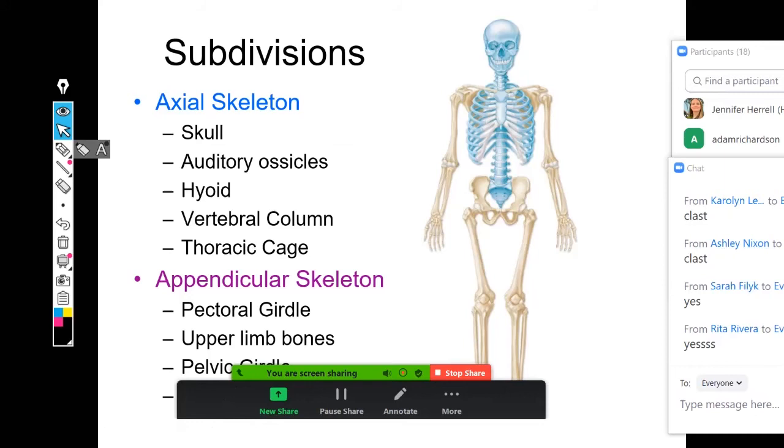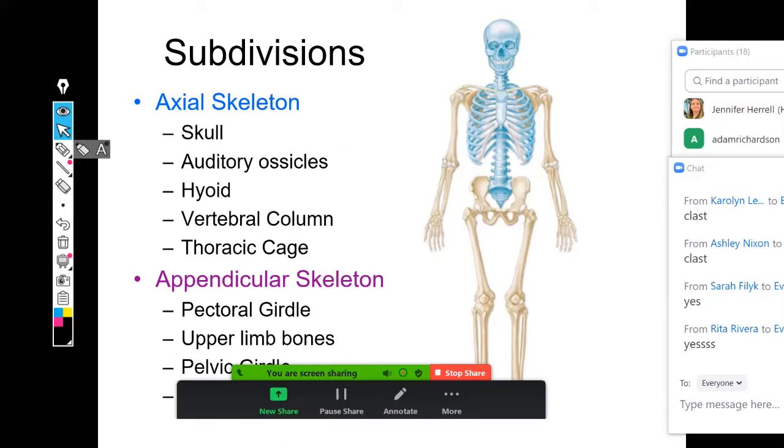So we're talking about the two divisions of the skeleton. Today we're going to do the axial. And the axial skeleton is shown in blue on this diagram. It's the skull, the vertebral column, the rib cage. Lots and lots of bones to know on the skull. I think there's 22 individual bones to know.